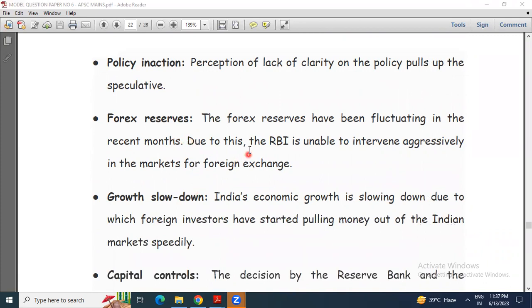Then forex reserves. The forex reserves have been fluctuating in recent months. Due to this, the RBI is unable to intervene aggressively in the foreign exchange markets.